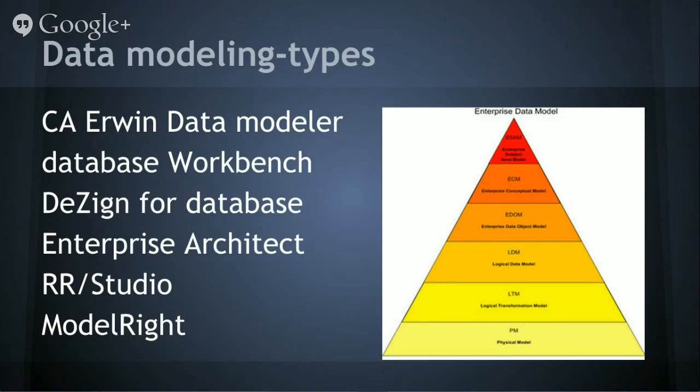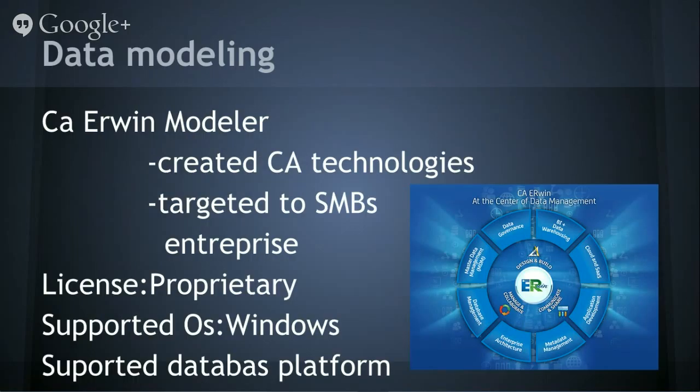Moreover, data modeling has different types. For example, CA ERwin Data Modeler, Database Workbench, Design for Databases, Enterprise Architect, DeZign Studio, and ModelRight. Like the CA ERwin Data Modeler, it is created by CA Technologies and targeted to SMBs and enterprises. Its license is proprietary. Windows is its supported OS.